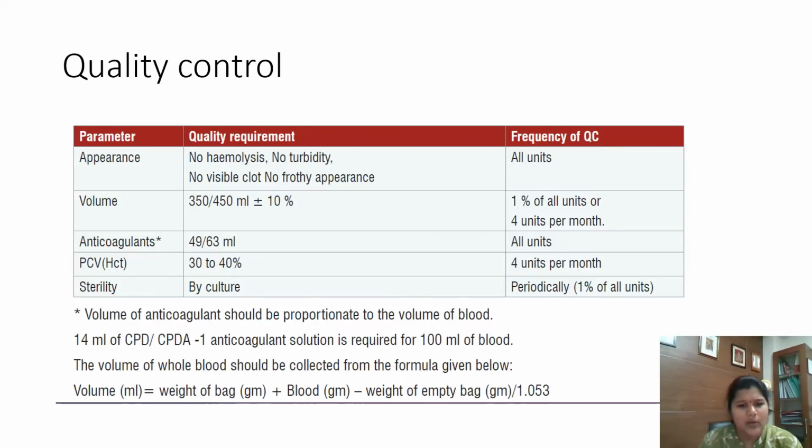Coming to the quality control of whole blood, based on appearance, there should not be any hemolysis, turbidity, visible clots or frothy appearance. The volume should have a range of plus or minus 10%. The anticoagulants must be appropriate and proportional. That is 49 ml for a 350 ml bag and 63 ml for a 450 ml bag. Regarding hematocrit, the hematocrit should be in the range of 30 to 40%.